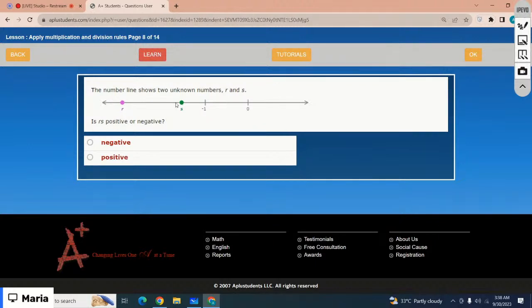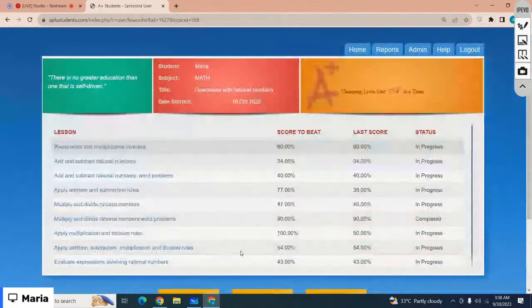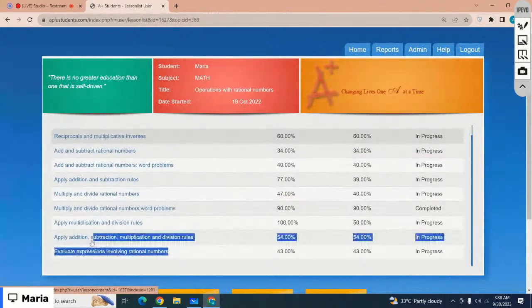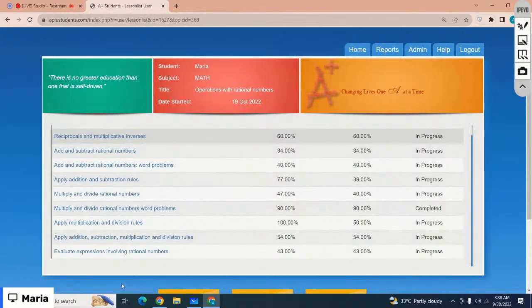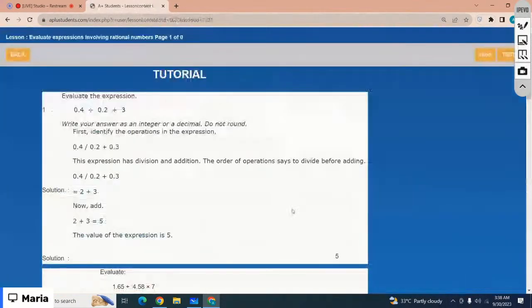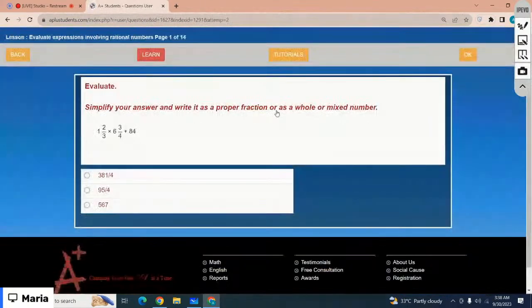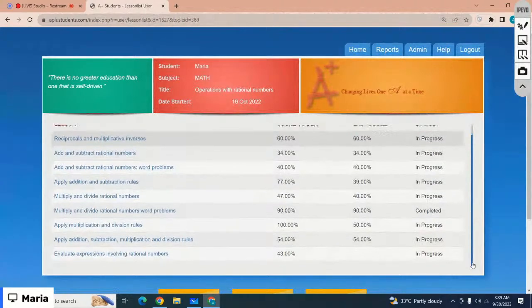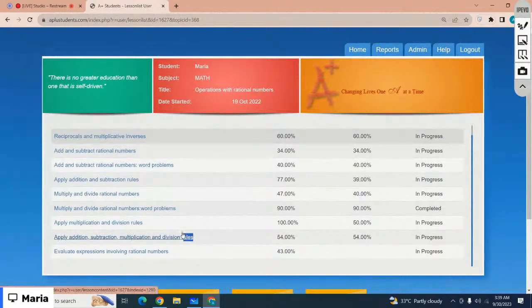So I think we are left with two lessons, but we'll do the other two lessons in the next session, not right now. Applying the addition, subtraction, multiplication, and division rules you can do by yourself, right? Evaluate expressions involving rational numbers is exactly the same, you have to evaluate. We'll do this lesson in the next session, because it has a mixed fraction.